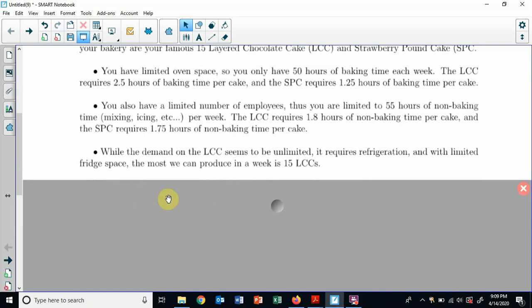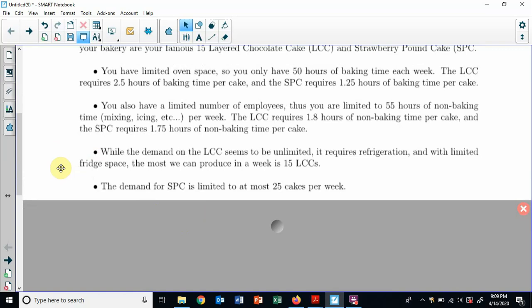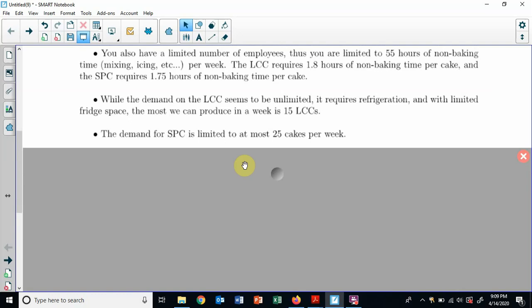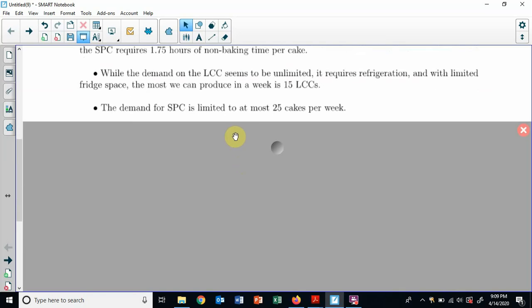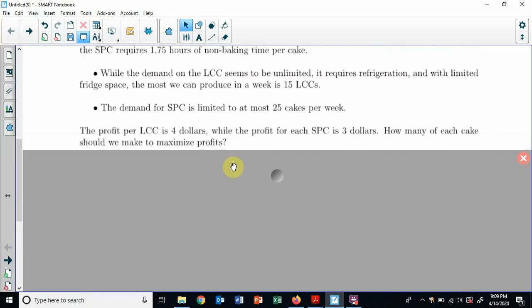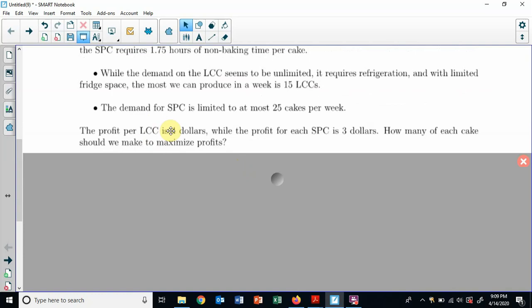Now the demand on the strawberry ones is limited. The most we ever want to make is 25. Demand doesn't seem to go over that, so we're limited to 25. If we make more than that, we're probably just wasting ingredients. We may not sell them. Although if I own the bakery, I may just eat them all, so keep them away from me. Your profit for the layer one is $4 for each cake, and profit for each strawberry one is $3. How many of each cake should we make to maximize the profit?